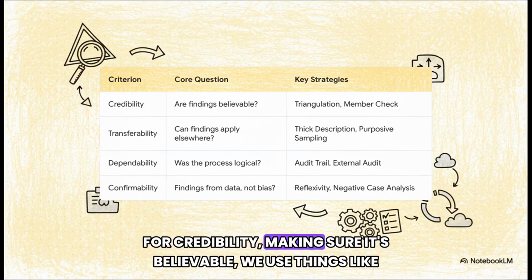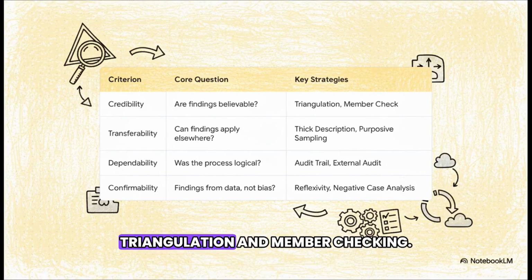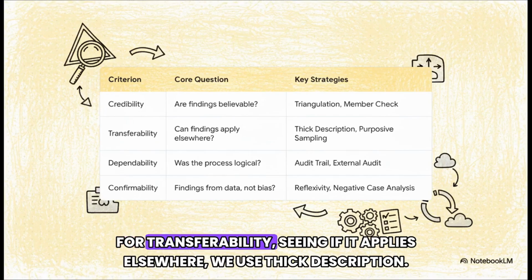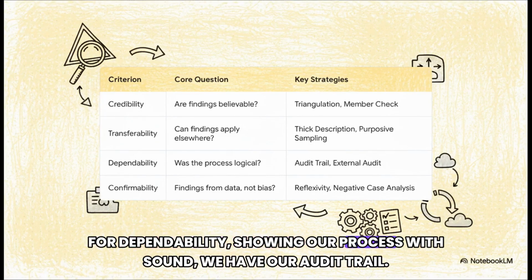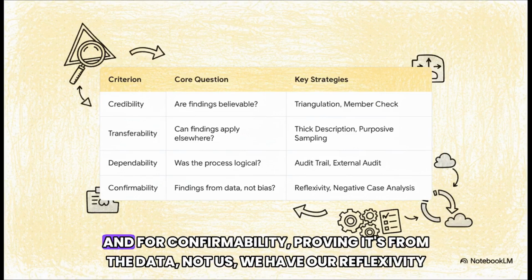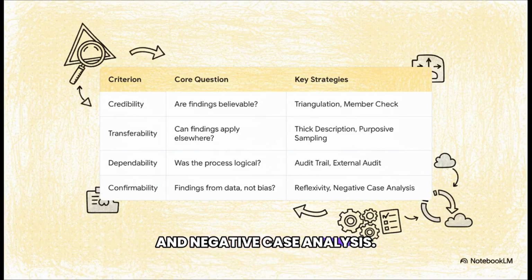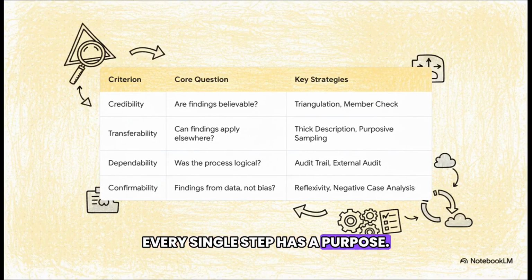For credibility, making sure it's believable, we use things like triangulation and member checking. For transferability, seeing if it applies elsewhere, we use thick description. For dependability, showing our process was sound, we have our audit trail. And for confirmability, proving it's from the data, not us, we have our reflexivity and negative case analysis. Every single step has a purpose.